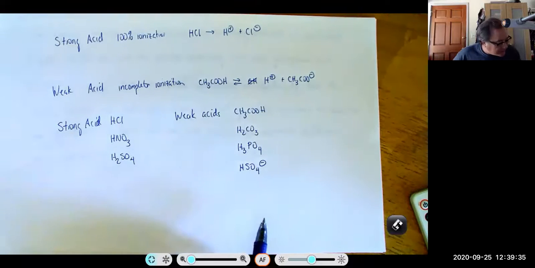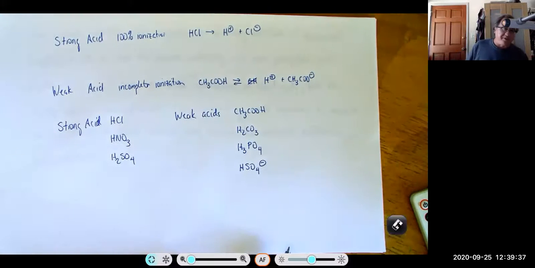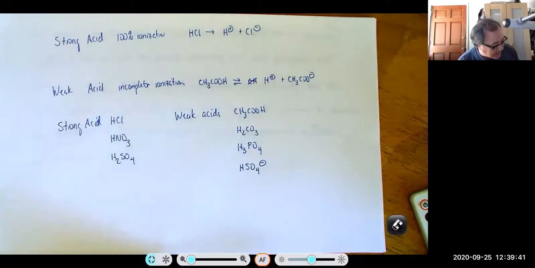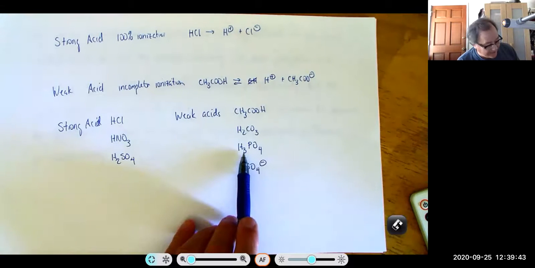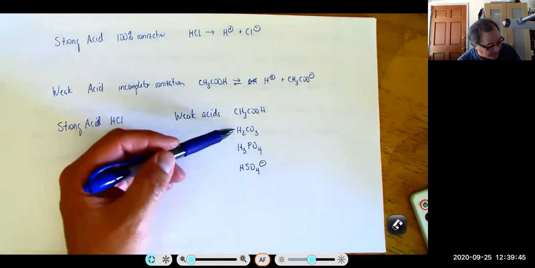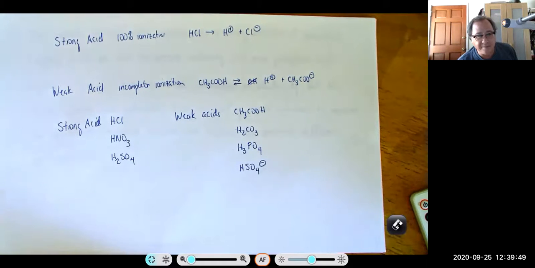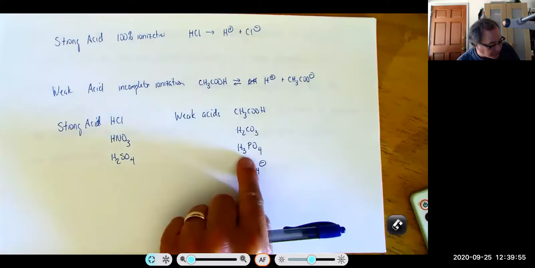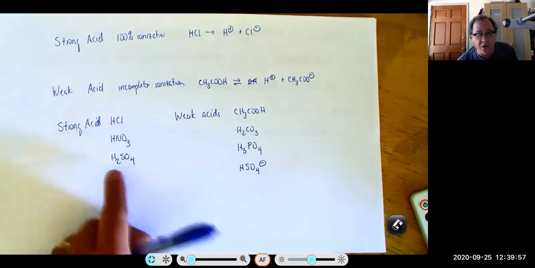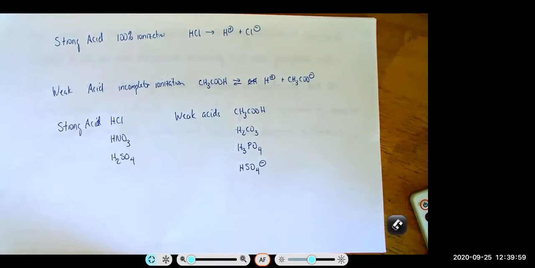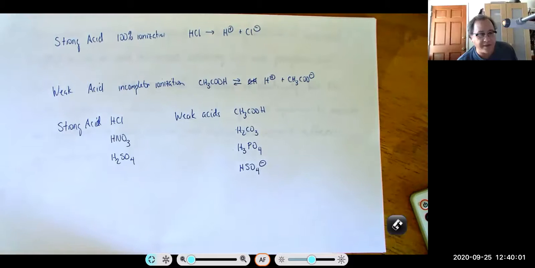Now, look at this list of weak acids, and you'll notice a couple of things. Number one, two of them have more than one hydrogen at the beginning, right? But they're weak. So does the number of hydrogens in the formula tell you whether it's strong or weak? No. So how do you know if it's strong or weak? Memorize it.